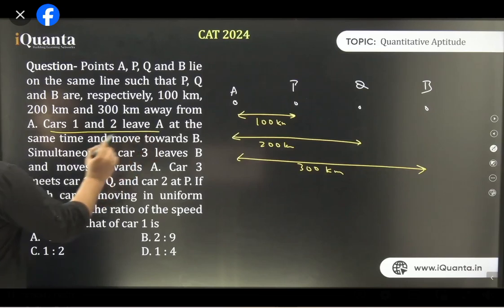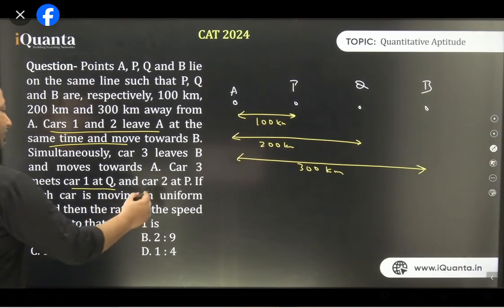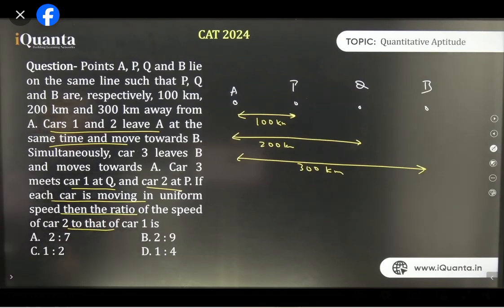Cars 1 and 2 leave A at the same time and move towards B. Simultaneously, car 3 leaves B and moves towards A. Car 3 meets car 1 at Q and car 2 at P. If each car is moving in uniform speed, then the ratio of the speed of car 2 to that of car 1 is what? So I made the diagram. Now try to. I think it's an easy question. A lot of you must have done it. I'll wait for a minute more.